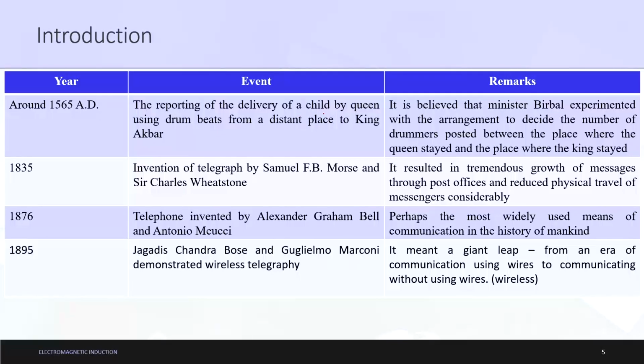So, the delivery of a child by the queen was reported using drum beats from a distant place to King Akbar. It is believed that Minister Birbal experimented with the arrangement to decide the number of drummers posted between the place where the queen stayed and the place where the king stayed.